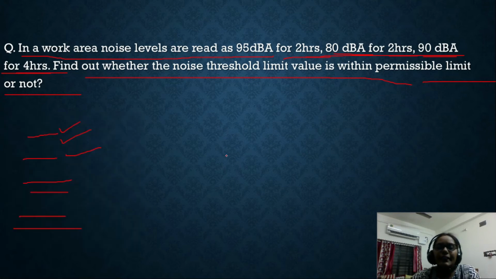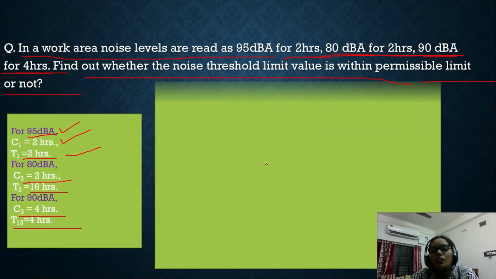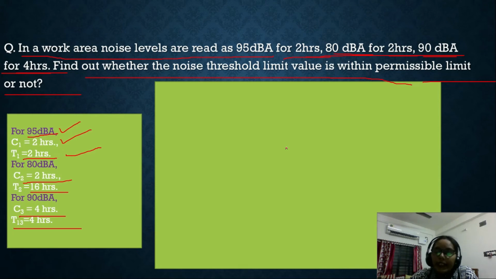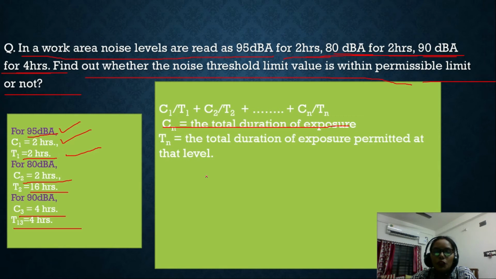Now we will see whether the noise created in that work area is within the limit or not. Okay. So again we have to use this equation, that is C1 by T1 plus C2 by T2 plus dot dot dot Cn by Tn. So we have to do this summation. All the values we know. We know what is Cn and what is Tn, that is we know now.